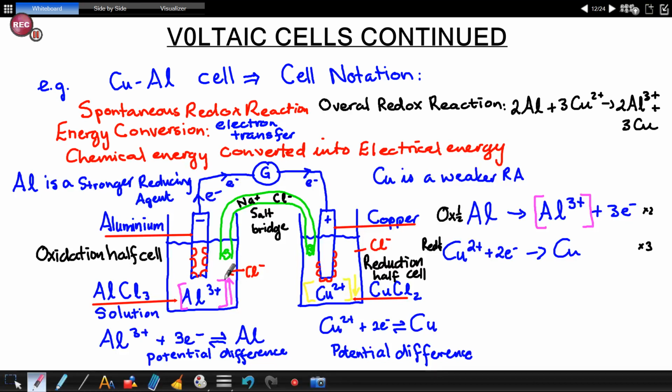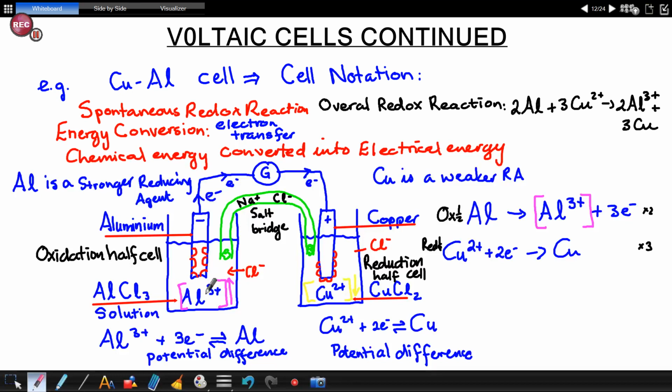So what is happening is there is now a different kind of charge there. So this cell will stop working if you don't keep the overall charge in the electrolytes neutral. The reason you see the potential difference is because they're different from each other, as in electrons are going away from one and going towards the other. That's why it's a potential difference. Yes. Okay.